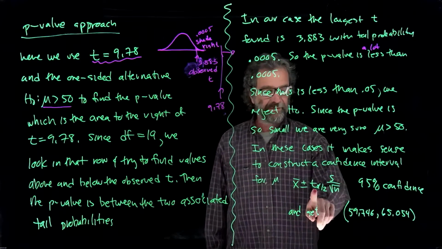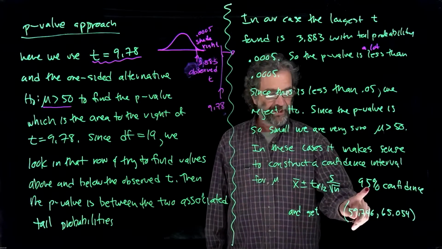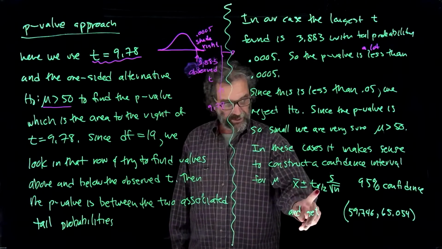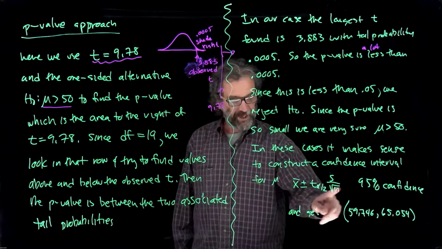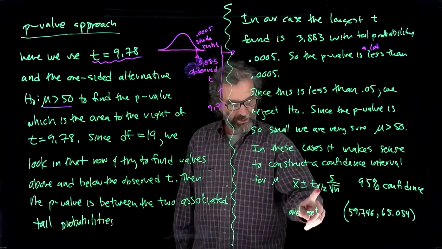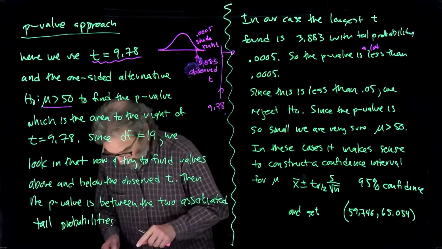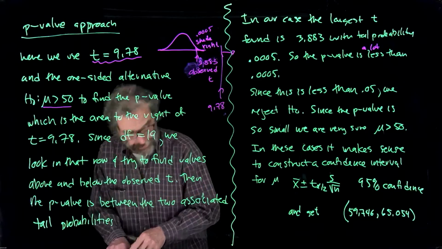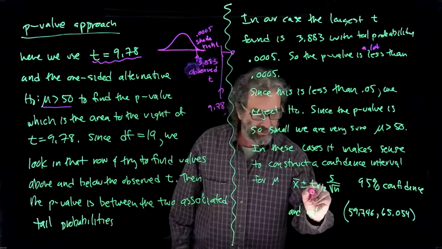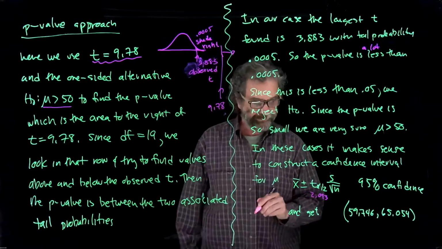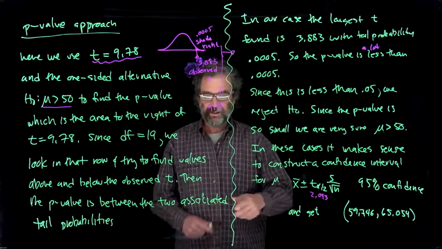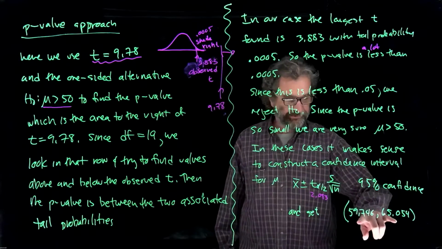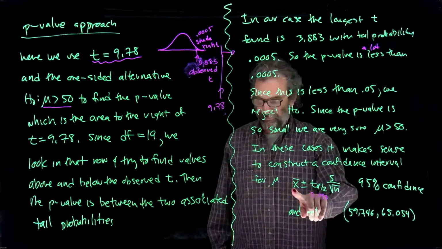X bar plus or minus t alpha over 2 times s over root n. We're going to use 95% confidence. So at 95% confidence, the tail probability is not 5% because you have to divide that 5% by 2. So we take the 5% divided by 2, get 0.025, go down to 19, get 2.093. 2.093, like that. And then we just do x bar plus or minus that times s over root n, and add and subtract the margin of error to x bar.